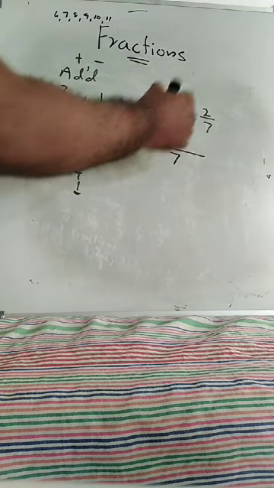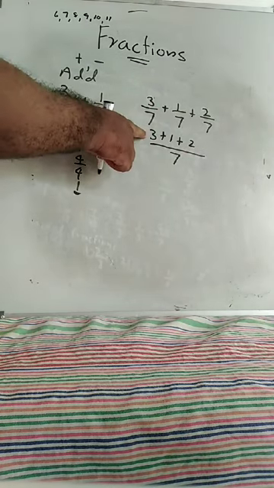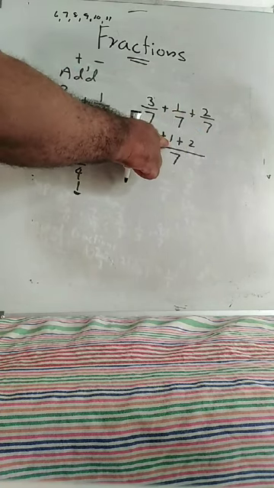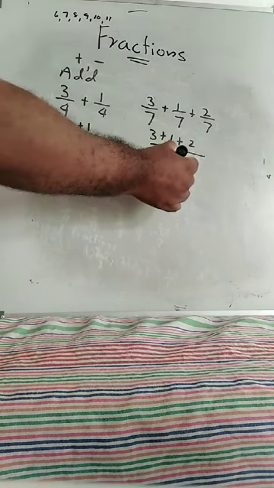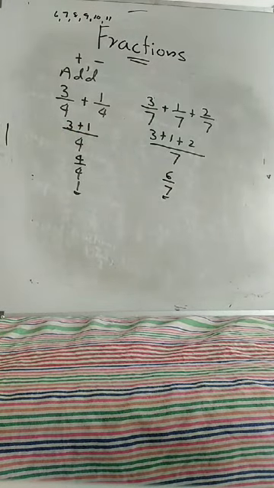Then the numerators can be added: 3 plus 1 plus 2. Here, the same direction, no? Plus, plus, plus, no? Right-hand side. 3 plus 1, 4. 4 plus 2, 6. 6 upon 7. Understand? Right. Then another one.